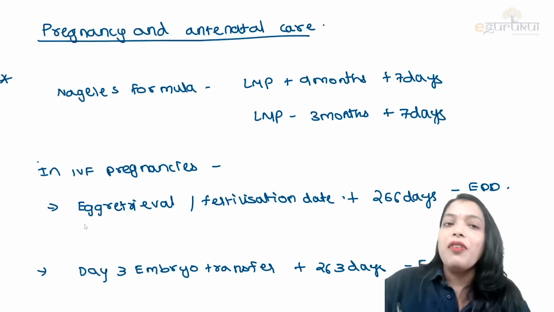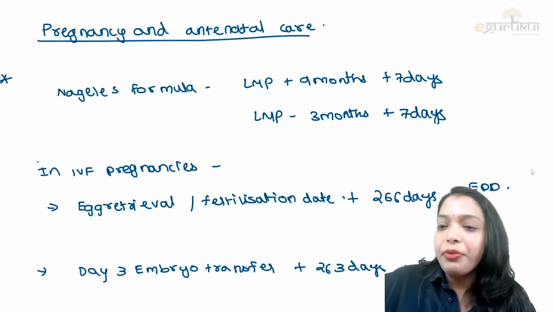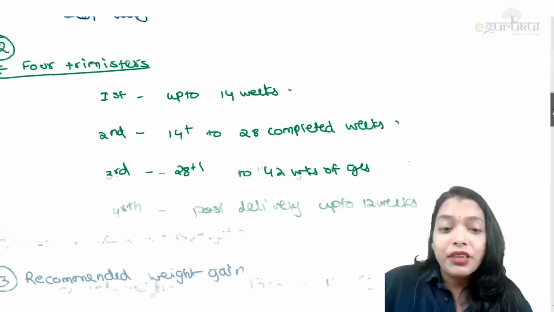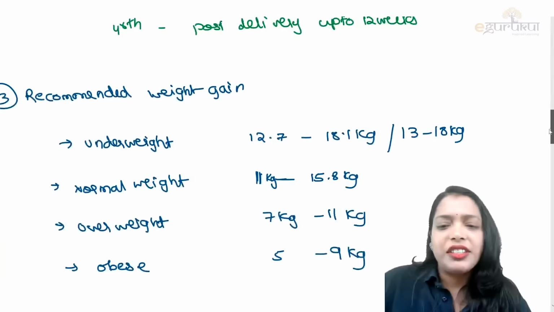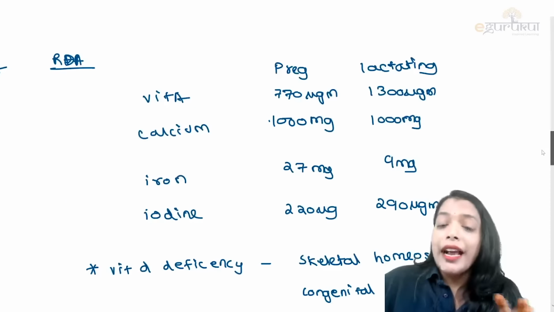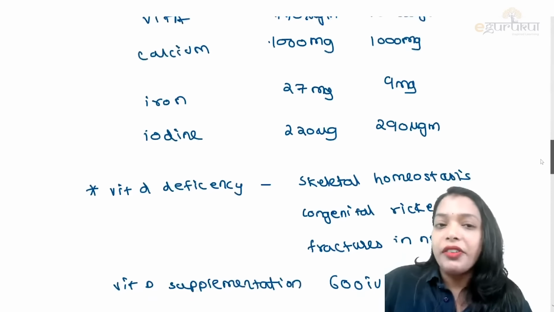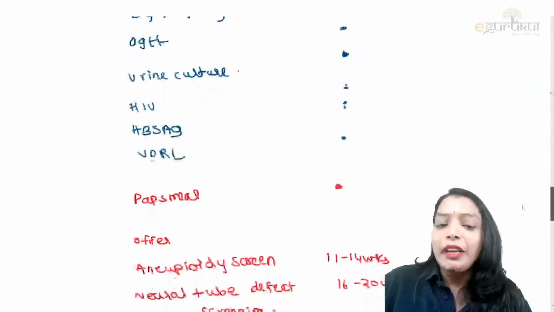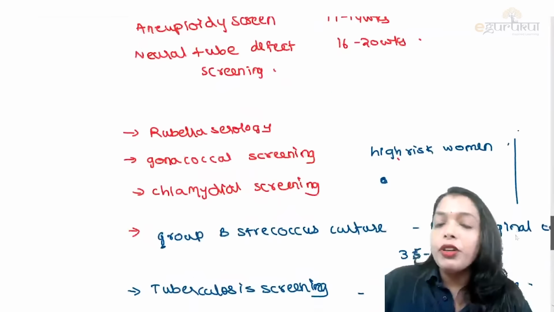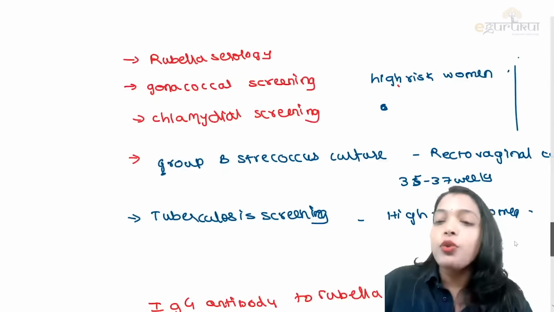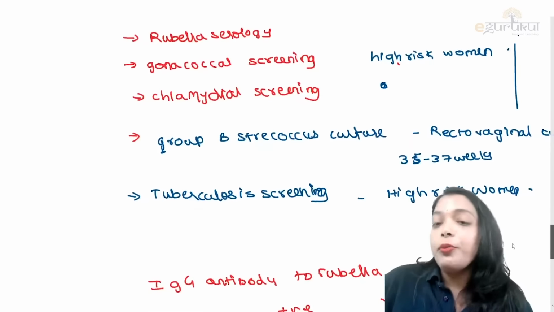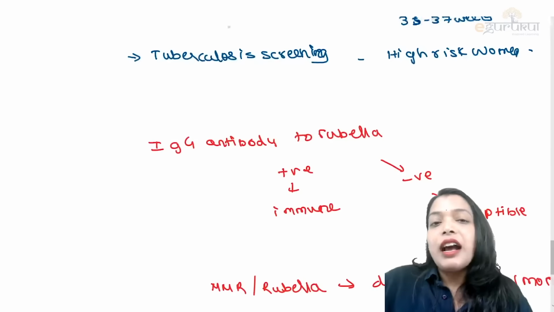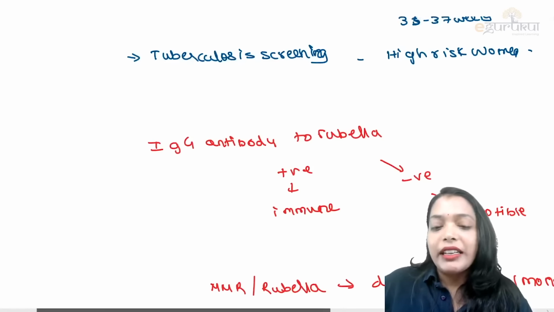Okay, so point number 1, how to calculate the expected date of delivery in IVF pregnancies. This is what you have learned now. Next, there are 4 trimesters. Recommended weight gain, minor changes, just correct it. In lactation, 1300 is now recommended for vitamin A. Vitamin D deficiency has to be addressed and treated. In lab tests, do pap smear, offer aneuploidy and neural tube defect screening, do rubella serology, do chlamydia screening, and importantly group B streptococcus culture and tuberculosis screening at the first visit in high risk women. So these are the updates in pregnancy and antenatal care, guys.